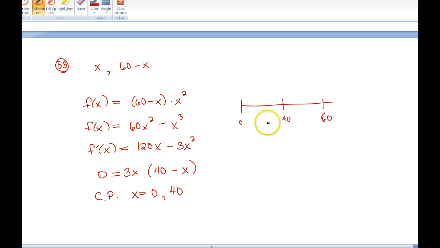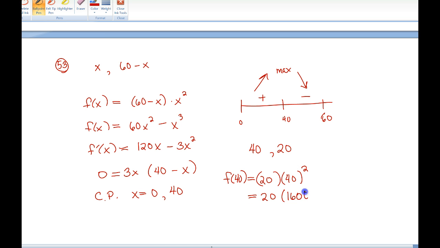If we choose a value between 0 and 40, plug that in, say 20, that's going to be positive, and then that's negative. So that's going to give us a maximum. So if one number is 40 and the other number is 20, what is the maximum product? It's going to be 20 times the square of 40. Sorry, I'm going to put in here f of 40. And that is D.